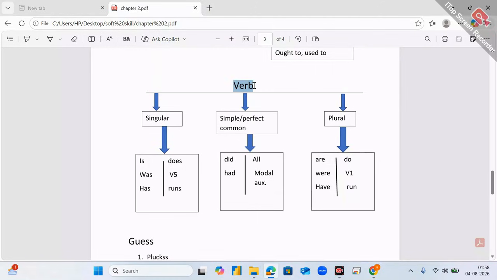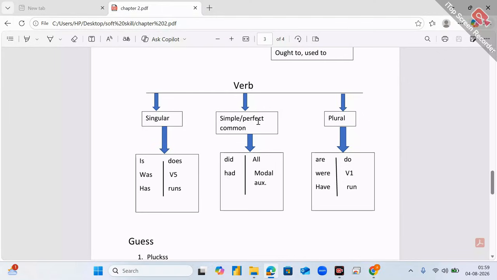So let's check singular verb and plural verb. You guys might have seen multiple times what is the singular form of this verb, what is the plural form of this verb, that we are going to solve today. In singular, the following helping verbs come under the singular verb. For example, is, was, has, does, that is V5 format, or runs. V5 format would also come under the singular format.